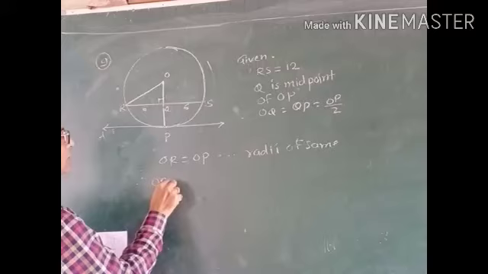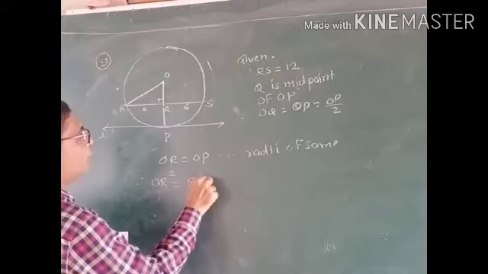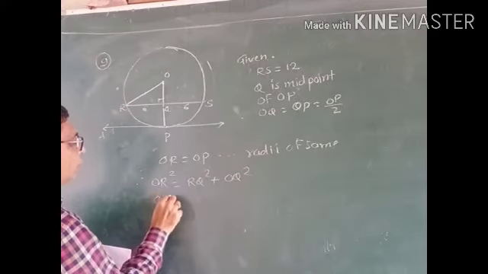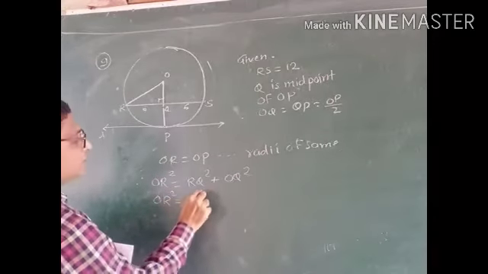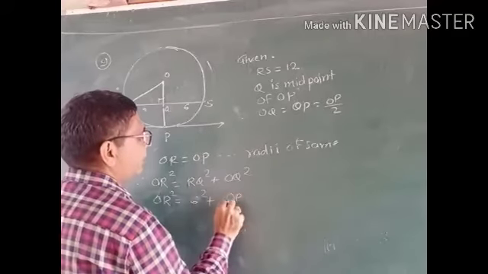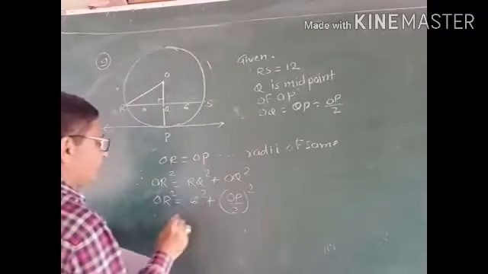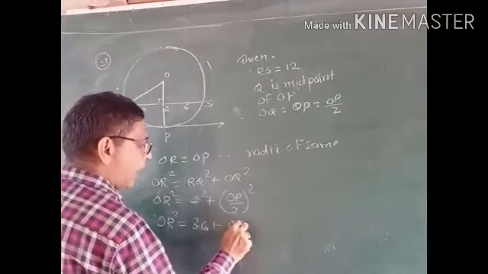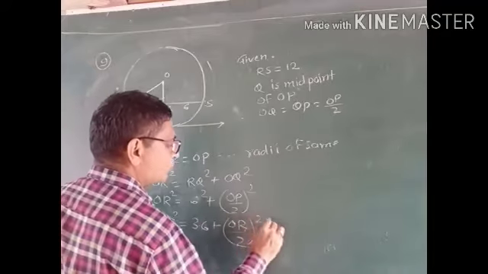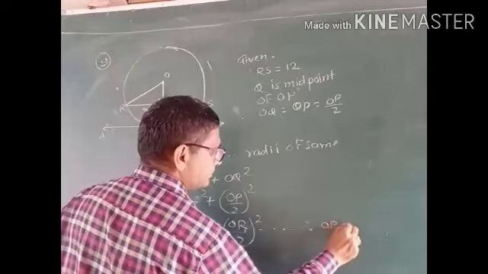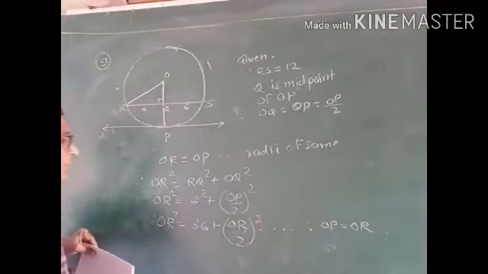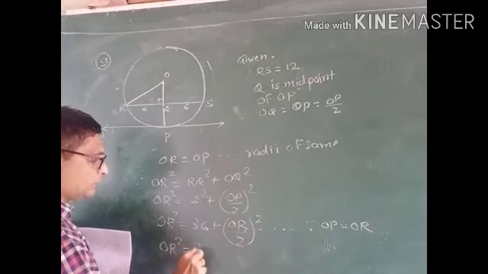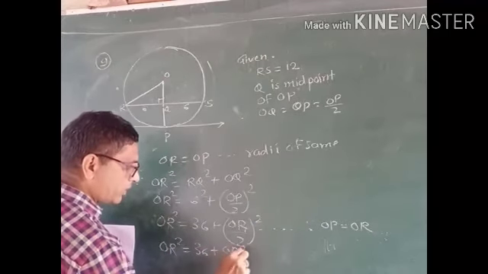Therefore, OR square is equal to RQ square plus OQ square. OR square is equal to 6 square plus (OP upon 2) bracket square. OR square is equal to 36 plus (OR upon 2) bracket square, as OP is equal to OR, radii of the same circle. Therefore, OR square is equal to 36 plus OR square upon 4.